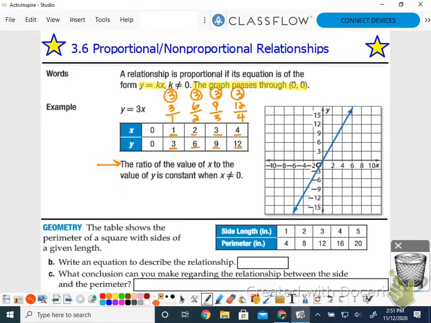That would be my constant of variation. And I can also see in the table that it does go through that point 0, 0. It goes through the origin. All right, so there's a good example.